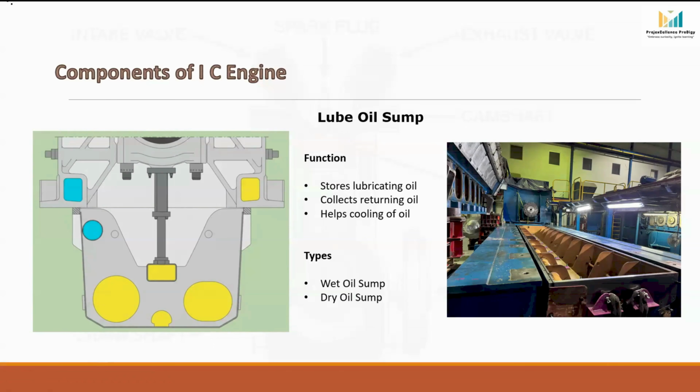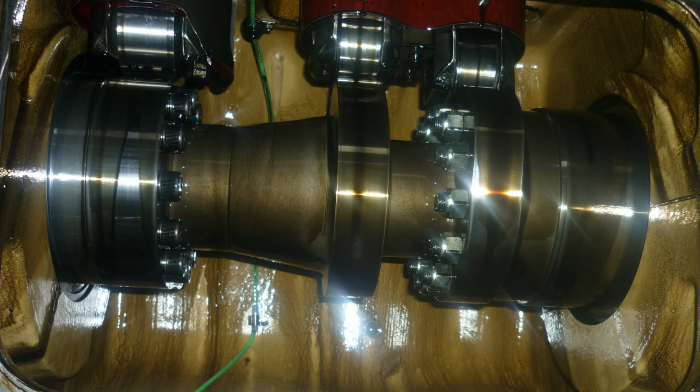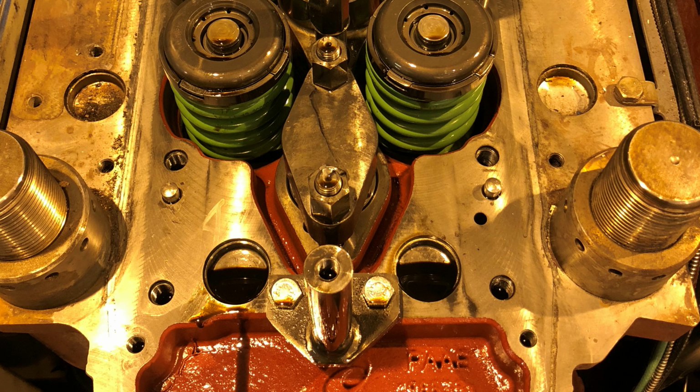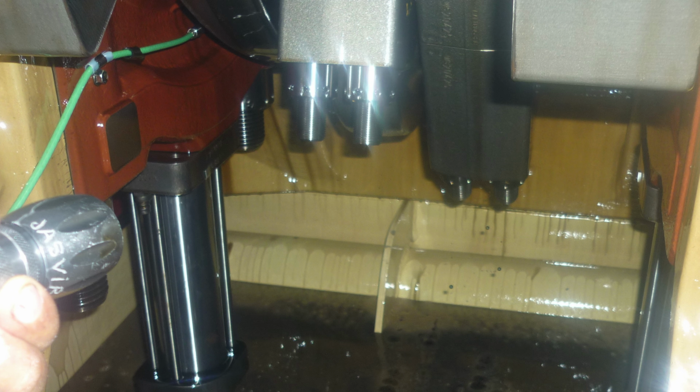During engine operation, lube oil is continuously circulated to various moving parts like main bearings, connecting rod bearings, camshaft bearings, gear train, cylinder heads, and many other components. And after lubricating these parts, the oil flows back down due to gravity and collects again inside the sump. From there, the oil pump draws the oil once again and sends it back into the lubrication system. And this process continues throughout the engine operation.